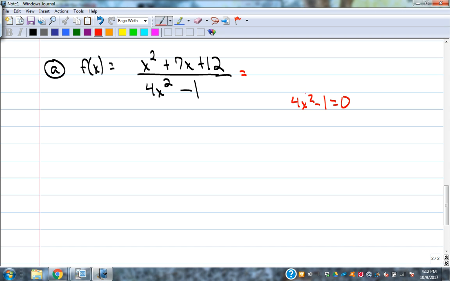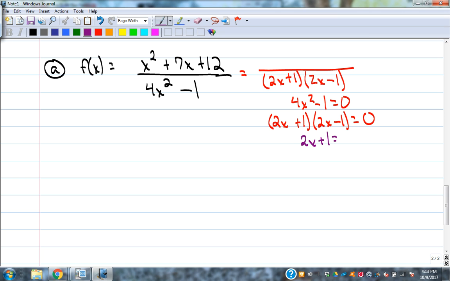If I factor that, that's a difference of squares. 4 is 2 squared, 1 is 1 squared. So that's actually (2x plus 1)(2x minus 1). Over here, I'm just going to rewrite the function with 2x plus 1 and 2x minus 1 in the denominator. I'm going to go ahead and solve these.